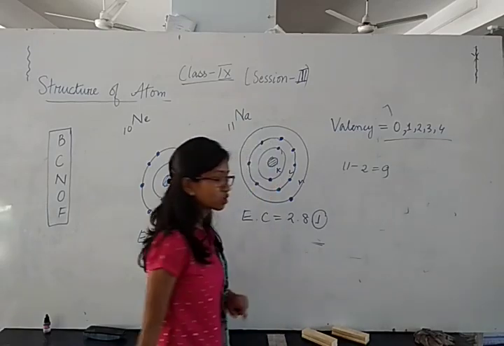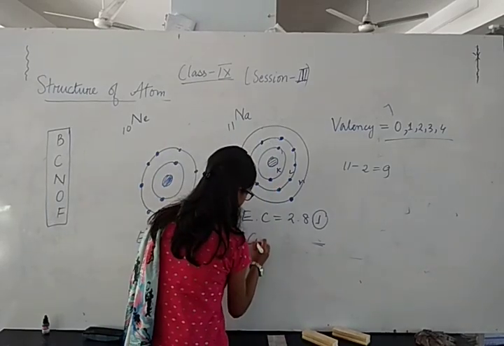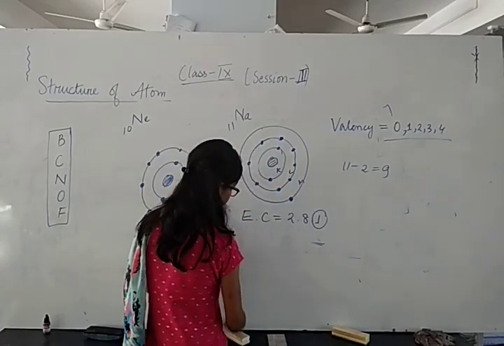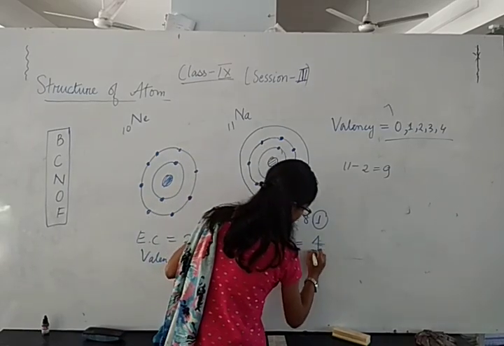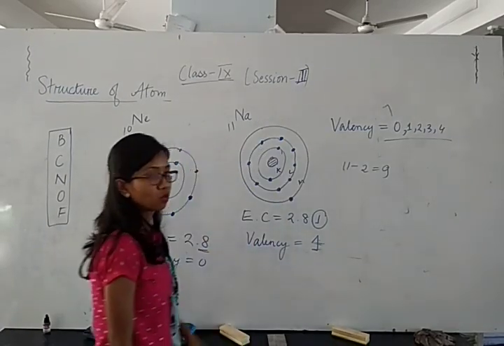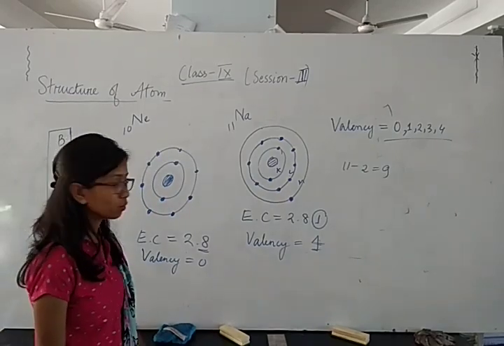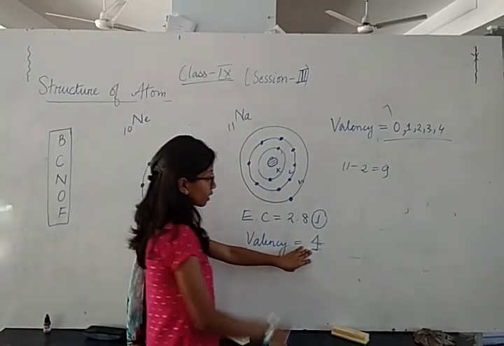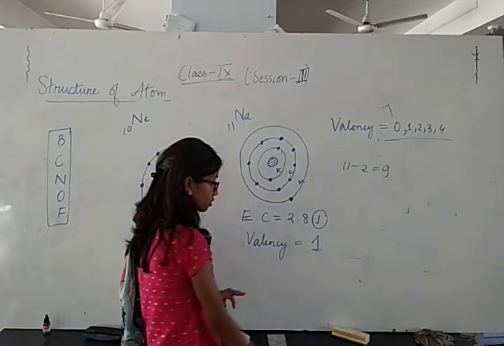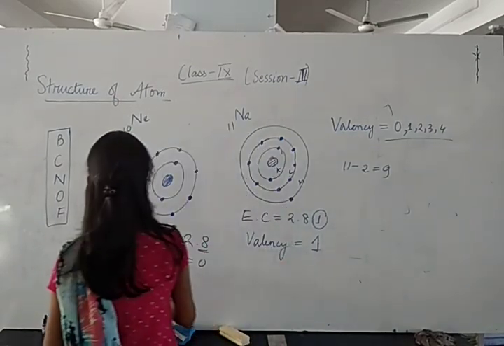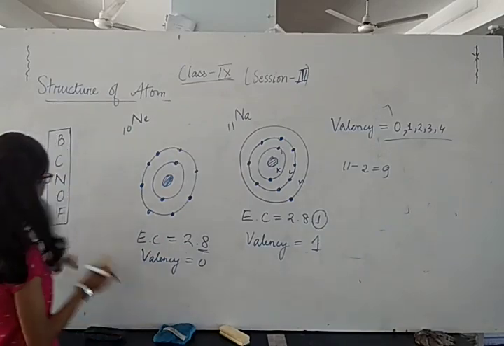Since only one electron is present in the outermost cell, therefore the valency will be equal to 1. Am I clear to you? How have we calculated the valency? Since one electron is present in the outermost cell, the valency will be equal to 1. See, I will give you the structure of fluorine.